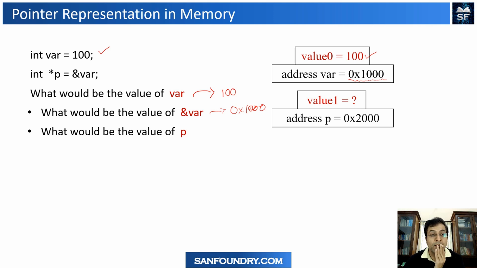What would be the value of p? The next one is more interesting. It says, what's the value of p? The value of p is nothing but the address of var. So what is stored here? This is a question mark. As we now know, it is going to store the address. The address was nothing but your hexadecimal. Pardon me for a small mistake, it is 0x1000.